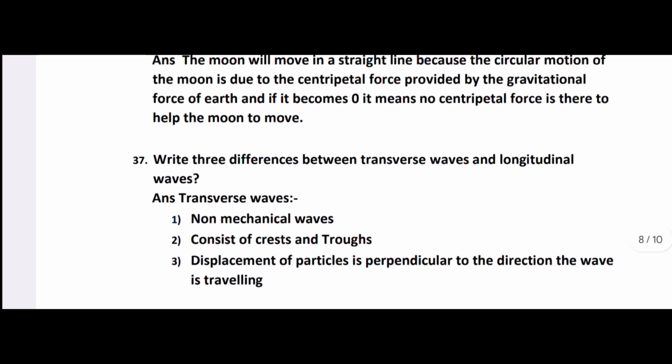Question number 36. Suppose gravity of Earth suddenly becomes zero. Then which direction will the moon begin to move if no other celestial bodies affect it? Answer is, the moon will move in a straight line because the circular motion of the moon is due to the centripetal force provided by the gravitational force. And if the gravitational force becomes zero, it means no centripetal force is there to help the moon to move. So it will move in a straight line.